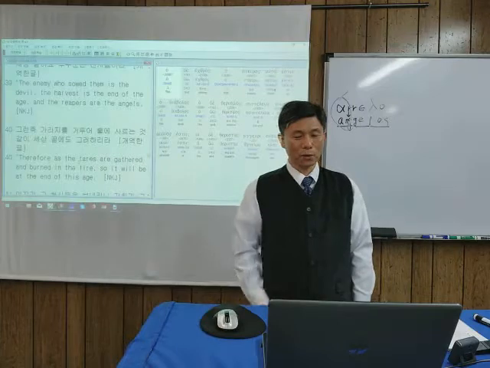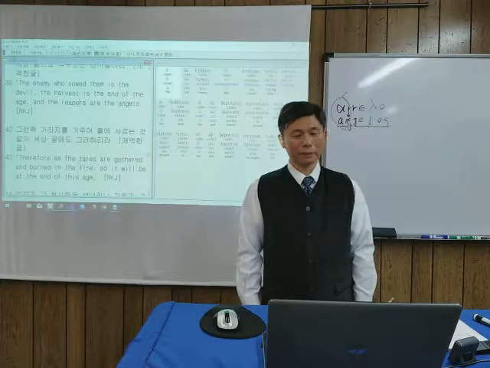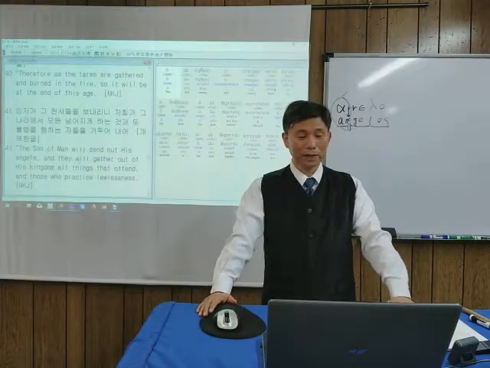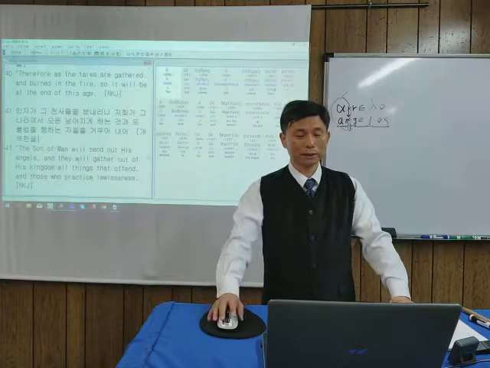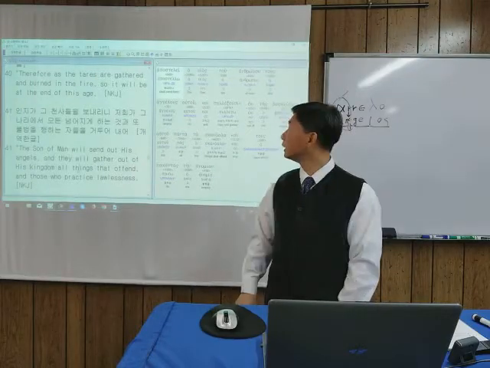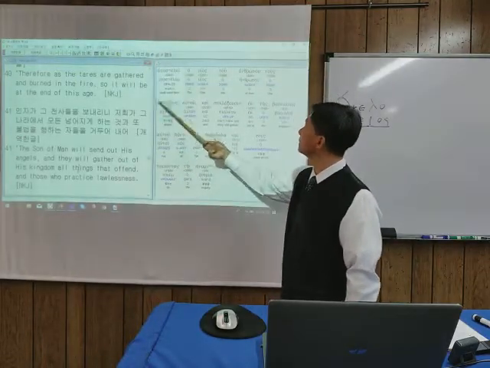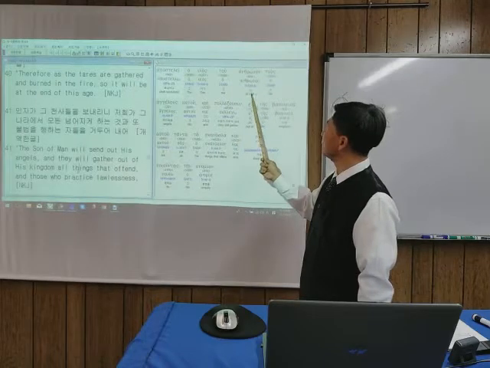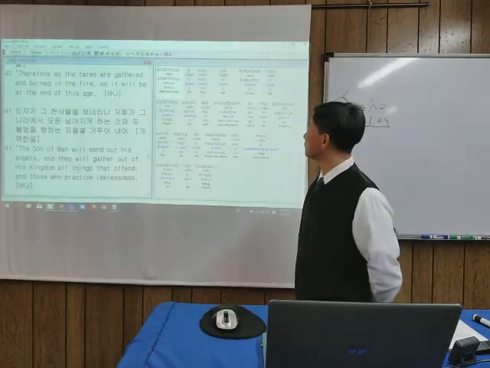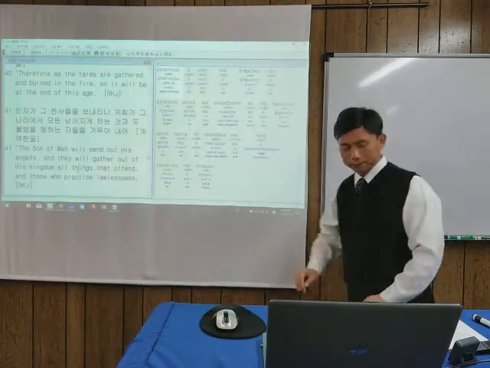Verse 40: Therefore, as the tares are gathered and burned in the fire, so it will be at the end of this age. The Son of Man will send out his angels, and they will gather out of his kingdom all things that offend, and those who practice lawlessness. So the Son of Man will send out his angels, right? Here, apostello: sent out, sent forth. Who? The Son of Man. The Son of Man will send forth who? Ho angelos, the messengers.